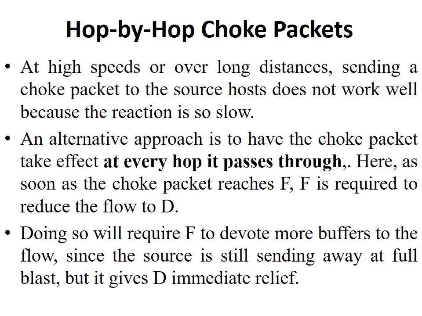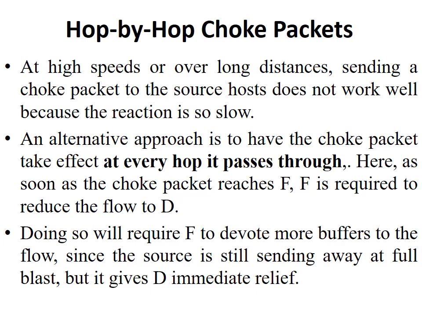The third approach they have used to control congestion is the hop by hop choke packet. Why do they go for the hop by hop choke packet? In a high speed or long distance network, sending a choke packet to the source host will not work effectively. So in that scenario, they go for an alternative approach, which is to have the choke packet take effect at every hop. Every hop means every node it passes through.